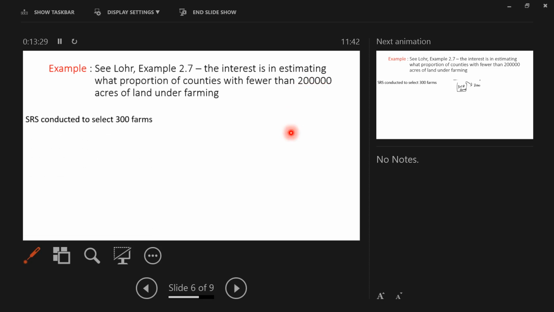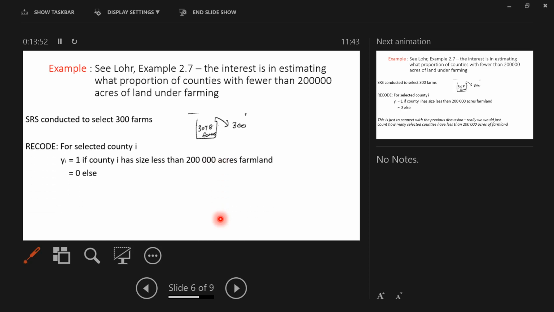And what they did, they selected 300 farms, you know that by now, and the question is, out of these 300, what proportion had less than this farming? Say it's half, then I will say, oh, I estimate it's half for the population as well, because whether you're doing it with or without replacement, you need to know from the previous grid that you can just use the proportion in the sample to estimate the proportion in the population.